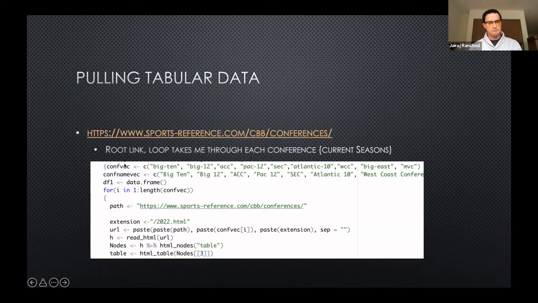Path, extension, all looks pretty straightforward. All I'm doing down here is picking the third table of that link, where I'm pasting the core link, looping through the conference and the season, and then picking the third table.